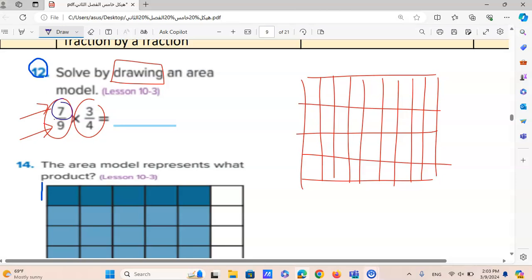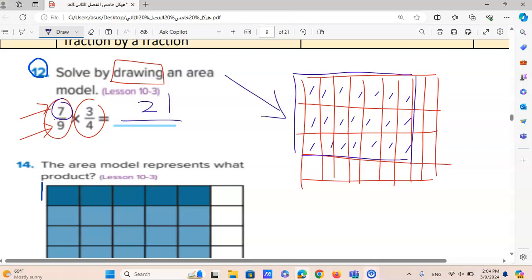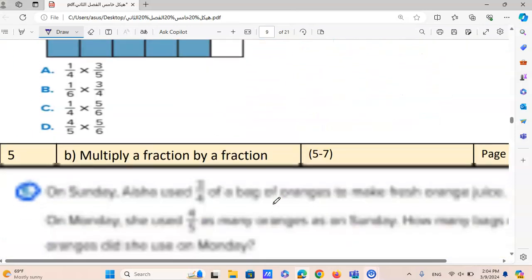Okay, how many do I take from 9? 7. I move 7. And then how many do you take from 4? I move 3 to take 3 out of 4. Then you color or complete the square. You will find the product of 3 times 7, so it will be 21. 21 over what's the total number of all squares? Multiply 9 times 4 equals 36. And when you count them, there will be 36.